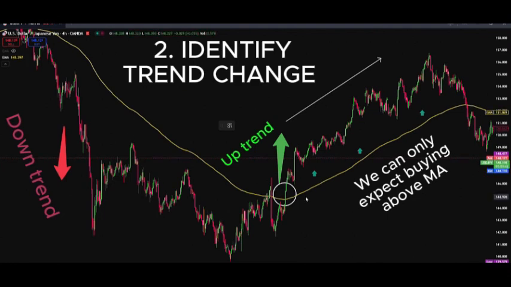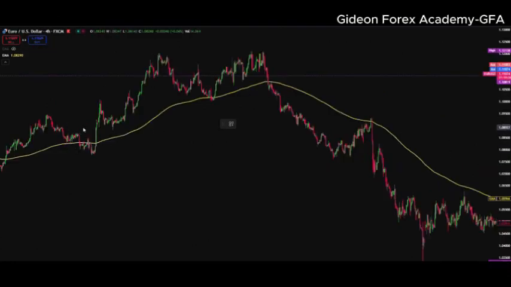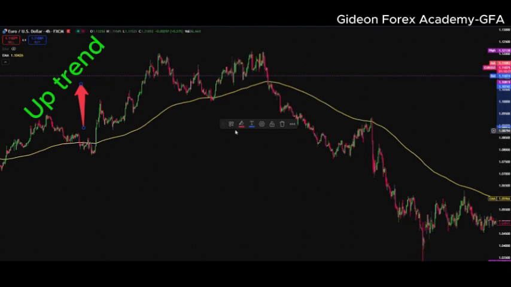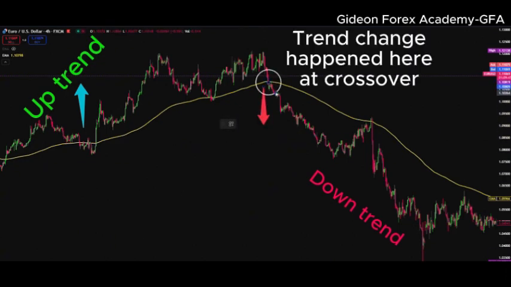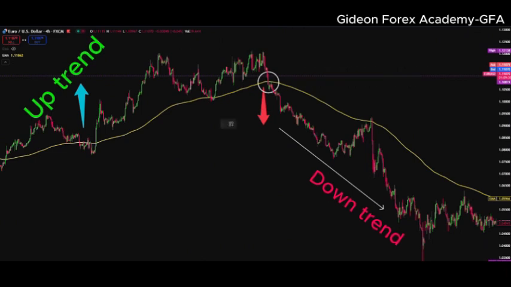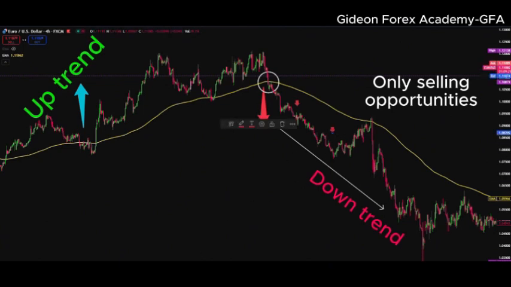All right, similarly, we can see that there was a previous uptrend here, but the price around this point broke below the 200 moving average. So there was a trend change from uptrend to downtrend, okay, that happened at the crossover there. So we are looking for sales in this new downtrend now. All right, so we'll be looking for selling opportunities, only selling opportunities, guys. All right, below the moving average right here, there has been a change of the trend.